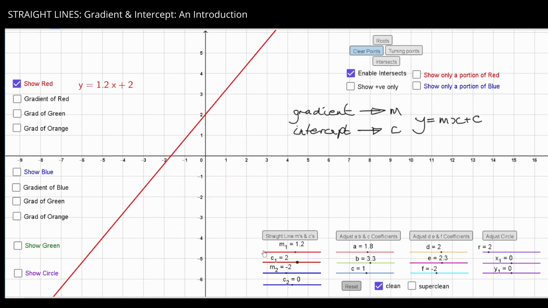But before I end this tutorial, I have one word of caution. The values of m and c in this equation are only true if we have a single y on this side of the equation. Not 2y, not 3/4 y, not 0.78 y, it's got to be y. And you'd have to rearrange the furniture and solve the equation for y before you can truly say that 1.2 is the gradient of this particular line and 2 is the intercept.